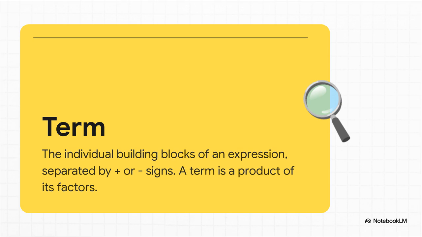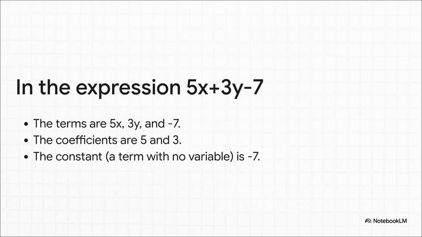Think of terms as the individual words in our new algebraic language, and you'll always find them separated by plus or minus signs. Let's look at a full expression to see this in action. 5x plus 3y minus 7. Here, the words or the terms are 5x, 3y, and negative 7. The coefficients are 5 and 3. And that negative 7 hanging out at the end? That's a special kind of term we call a constant, just because it doesn't have a variable attached. Its value is always, well, just negative 7.